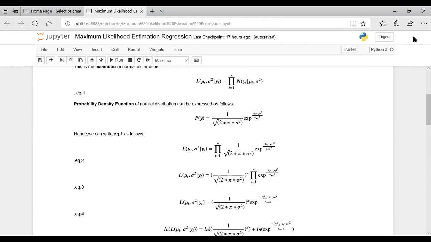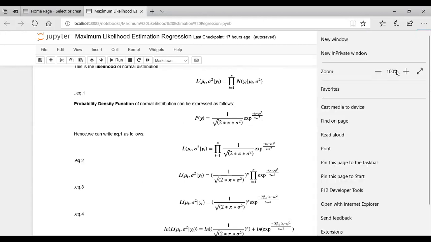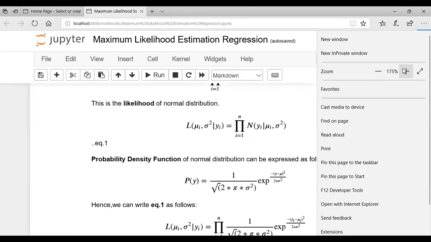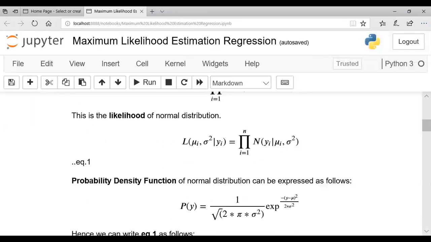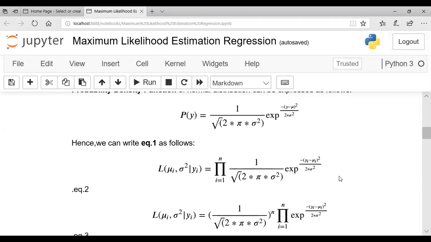minus y minus mu... I think we need to increase this. Okay, now you can check. That is, y minus mu whole square divided by 2 sigma square. Now these are the expressions. If you take the product of all, this is the probability for y1, the probability of y2, and all of them are independent, so their joint probability will definitely be the product: probability of y1 multiplied by probability of y2, probability of y3, this way. So this will be the product of these probabilities.